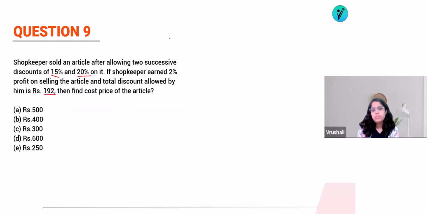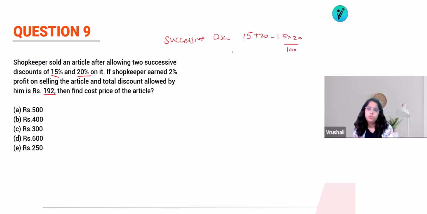So first of all, successive discount. What will be the total successive discount? As we know that there are two discounts, 15 and 20. So 15 plus 20 minus 15 into 20 by 100. The shopkeeper has given a 32% discount.